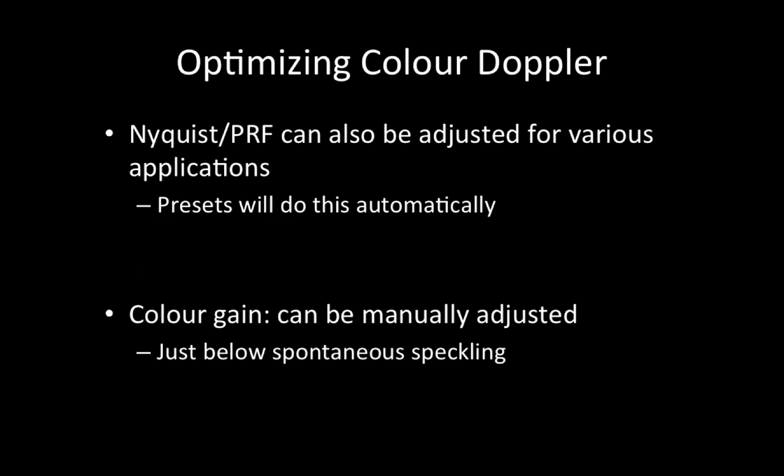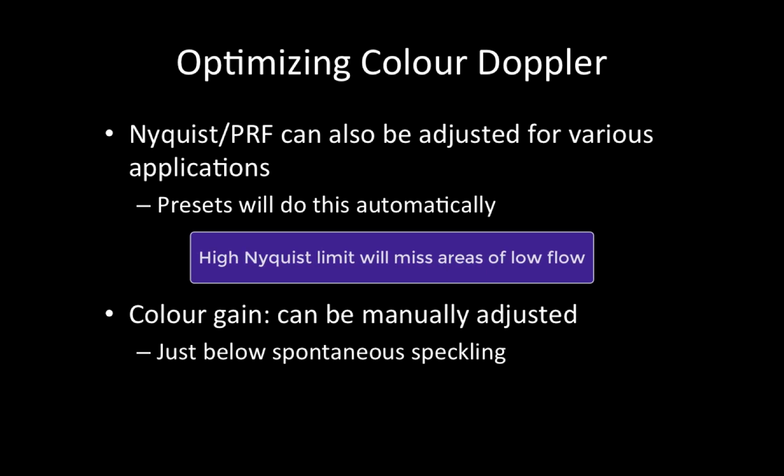So just as we can adjust our PRF and Nyquist limit for pulse wave Doppler, we can do the same thing for color Doppler. Program presets will typically do this automatically depending on the flows in the relevant area, and we'll see why as we go through a few examples. And this is important to note, as you can get falsely absent color flows in an area if your Nyquist limit is set too high to interrogate your vessels of interest.